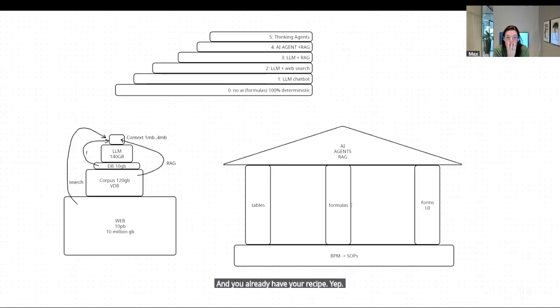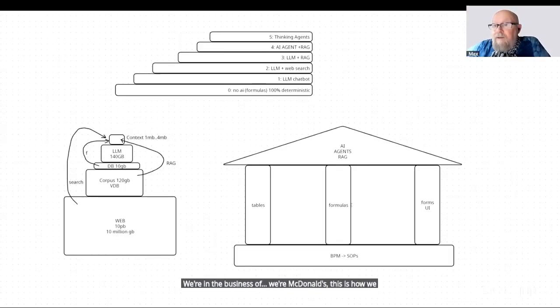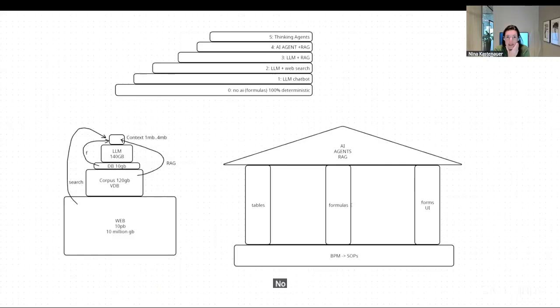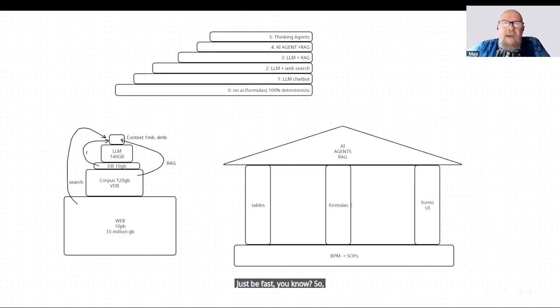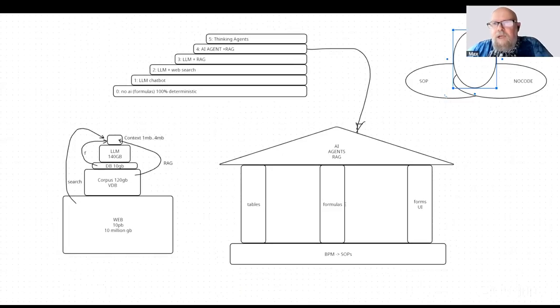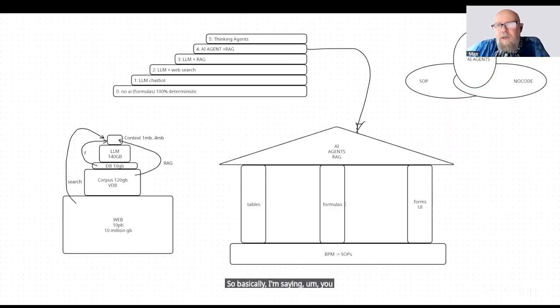Yep. We're in the business of, we're McDonald's. This is how we make a burger. Don't get clever. No help needed. Thank you. Just be fast. So this is the magic piece of AI technology that you want. So that's what this rooftop here is. Basically, I'm saying, you know this. Most people know that, particularly if we're talking to people in Notion world. And this is the bit you need to learn.